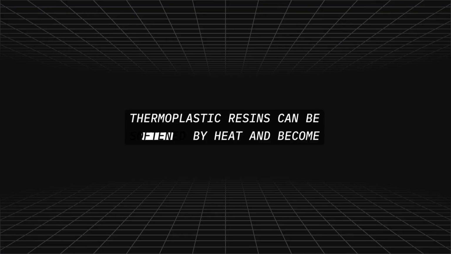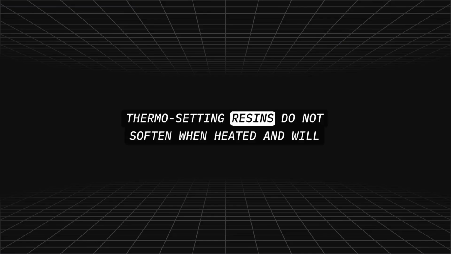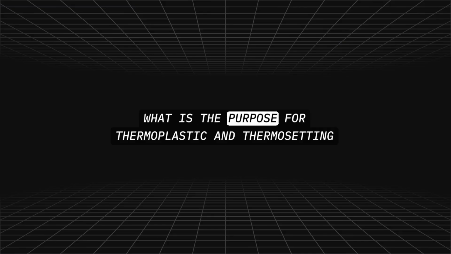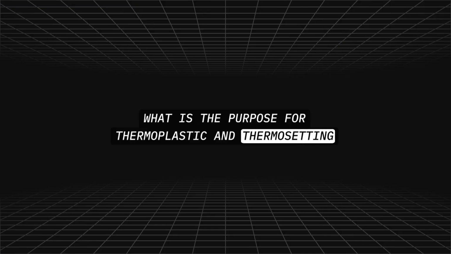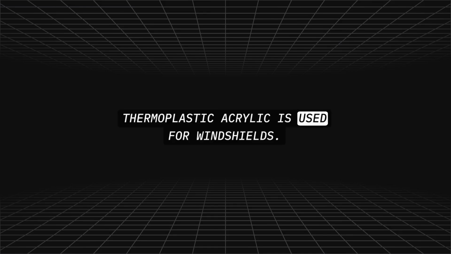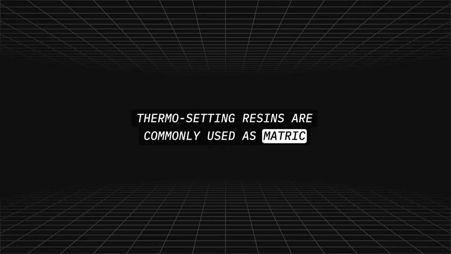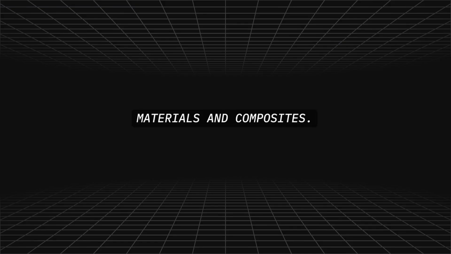Thermoplastic resins can be softened by heat and become hard again. Thermosetting resins do not soften when heated and will char and burn rather than melt. What is the purpose for thermoplastic and thermosetting resins? Thermoplastic acrylic is used for windshields. Thermosetting resins are commonly used as matrix materials in composites.